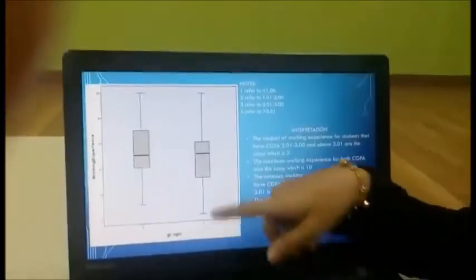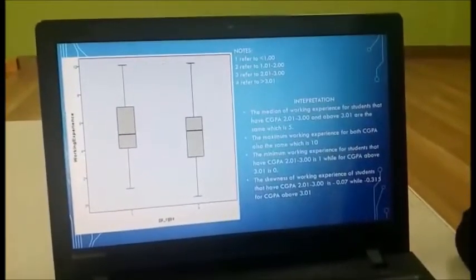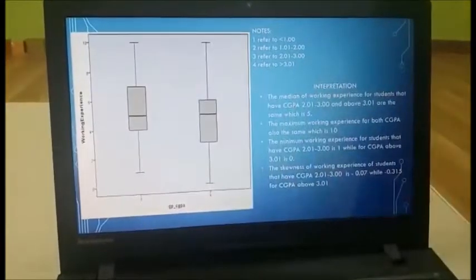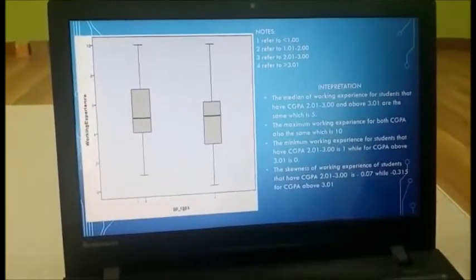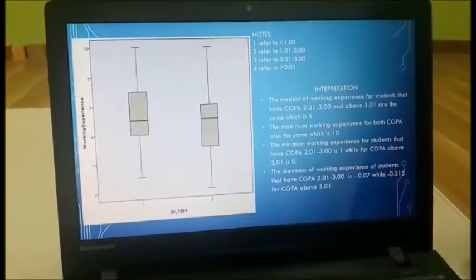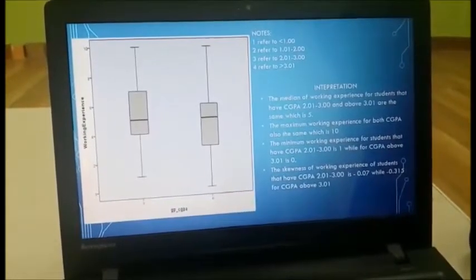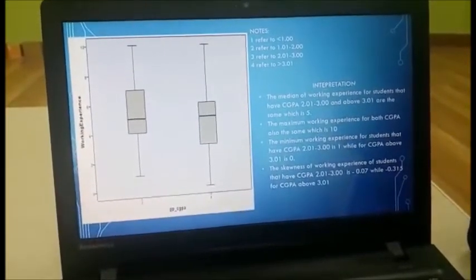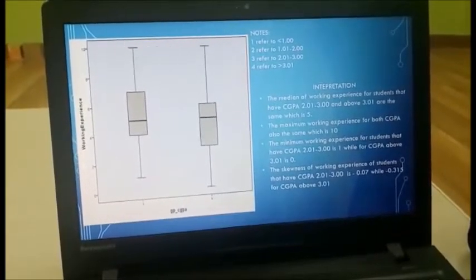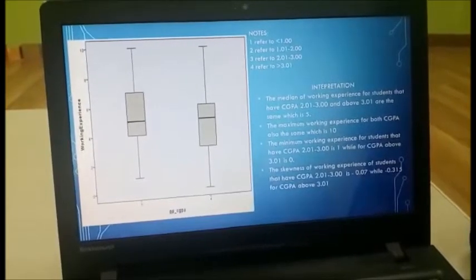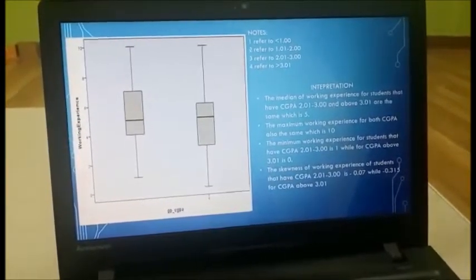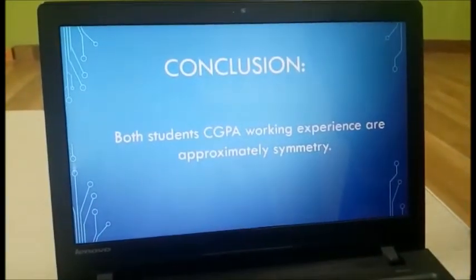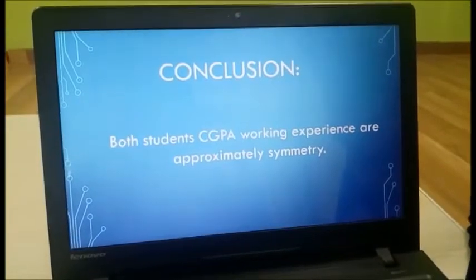Using box plot, the median of working experience for students that have CGPA 2.01 until 3.0 and above 3.01 are the same, which is 5. The maximum working experience for both CGPA also the same, which is 10. The minimum working experience for students that have CGPA 2.01 until 3.0 is 1, while for CGPA above 3.01 is 0. The skewness of working experience of students that have CGPA 2.01 until 3.0 is negative 0.07, while negative 0.315 for CGPA above 3.01. The conclusion is both students' CGPA working experience are approximately symmetric.